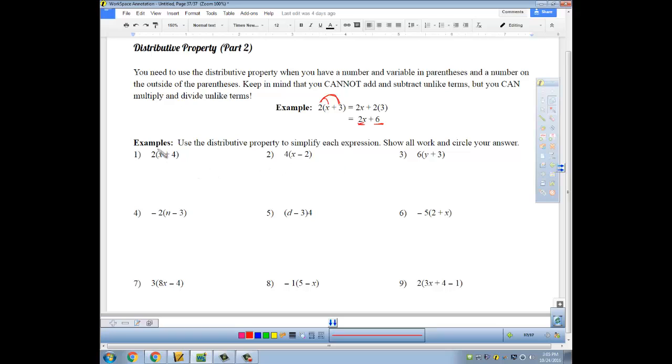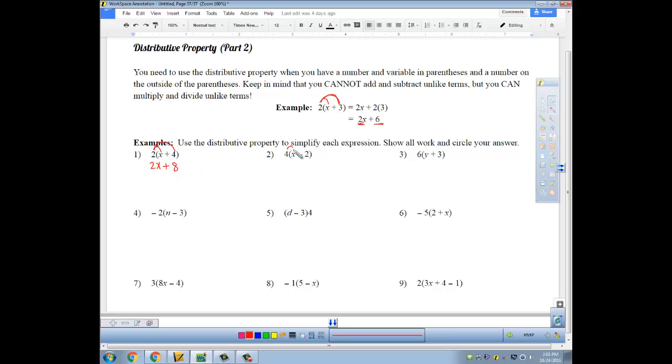So looking at some examples, number 1 we have 2 times x is 2x. 2 times 4 is 8, so that's plus 8. You cannot say that 2x plus 8 is 10x because those are not like terms, so we can't add those together. So this is your final answer.